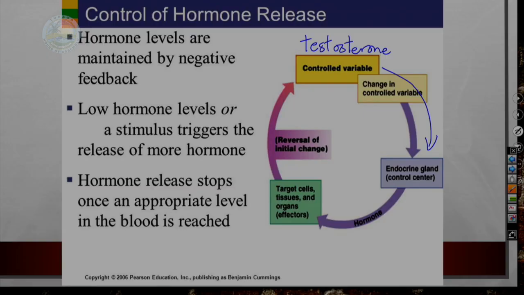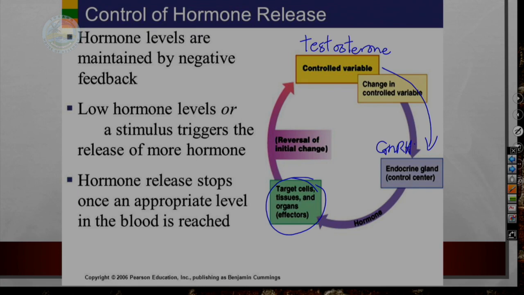This will be picked up by an endocrine gland. In this case, the high levels of testosterone will be picked up by the hypothalamus, which will produce GnRH. All right, gonadotropin releasing hormone. And this in turn will release a hormone which has an effect on the target cells or tissues, an effector. In this case, eventually it will have an impact on the anterior lobe of the pituitary gland, which is producing LH and FSH.